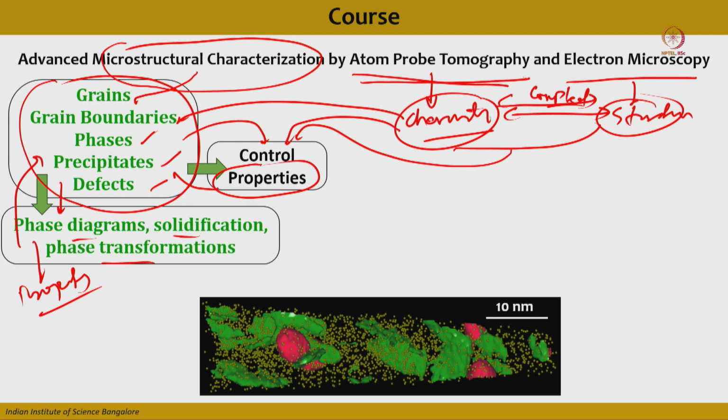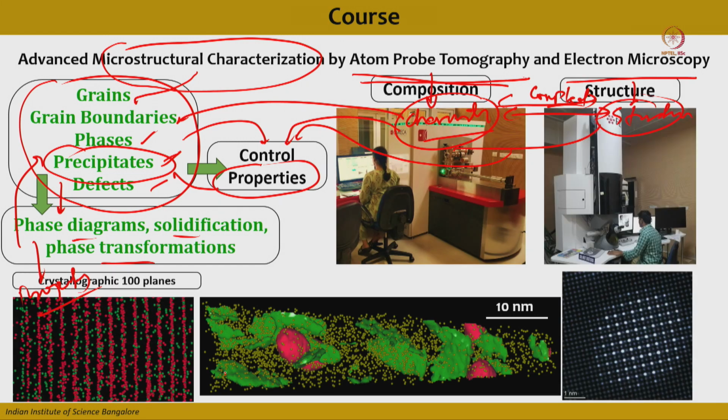Okay, so for example, if you talk about grain boundaries, we call this grain boundary segregation. And for phases, it can be a composition. For precipitate, it can be a precipitate composition, and it has a certain structure which can be different from the matrix phase.